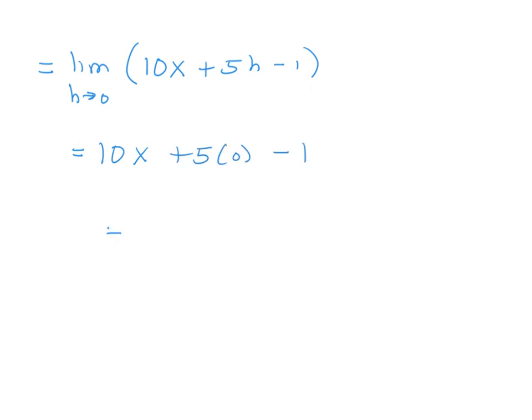So that was the limit as h goes to 0 of 10x plus 5h minus 1. We can use direct substitution here. You'll only put 0 in place of h, so you have 10x plus 5 times 0 minus 1, we're just left with 10x minus 1. This is what the derivative is equal to according to our limit definition.